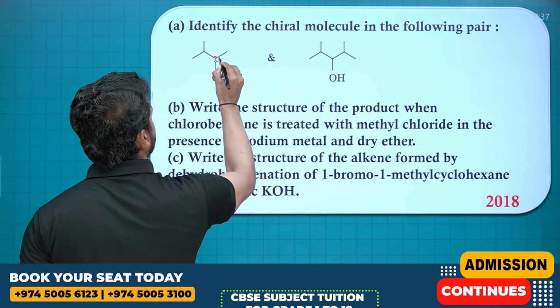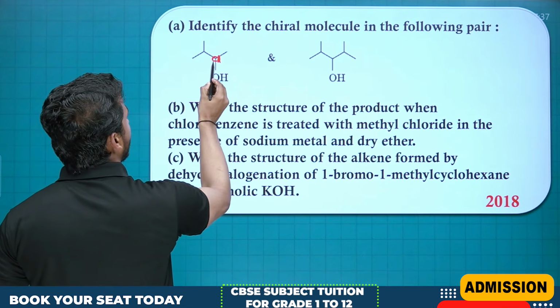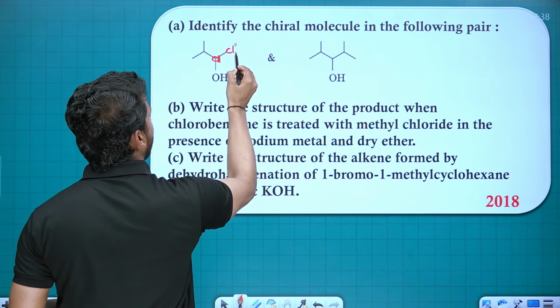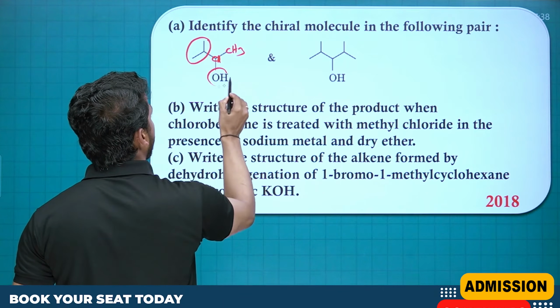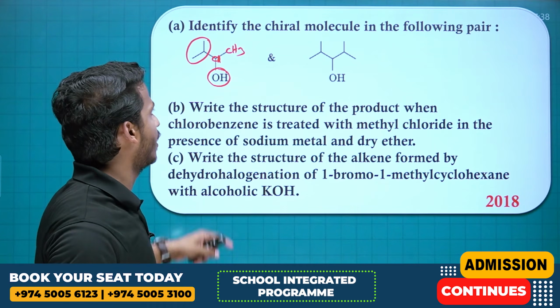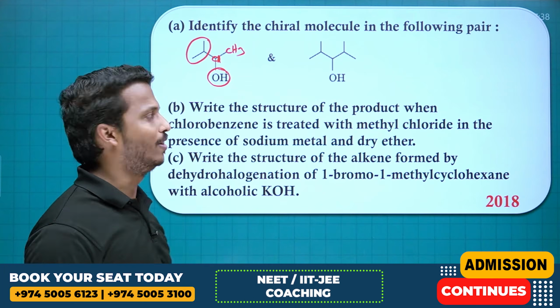I think this carbon is chiral, this CH. Because this carbon is connected to hydrogen, one methyl group, one isopropyl group, one alcohol. All are different. This carbon is chiral. There is no chiral carbon in this one.